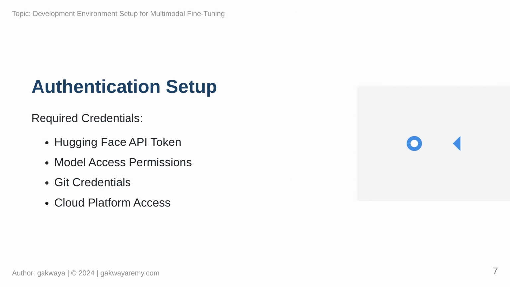Proper authentication is essential for accessing models and resources. The Hugging Face token provides access to models and the hub, while other credentials may be needed for cloud resources. Always follow security best practices when handling credentials.